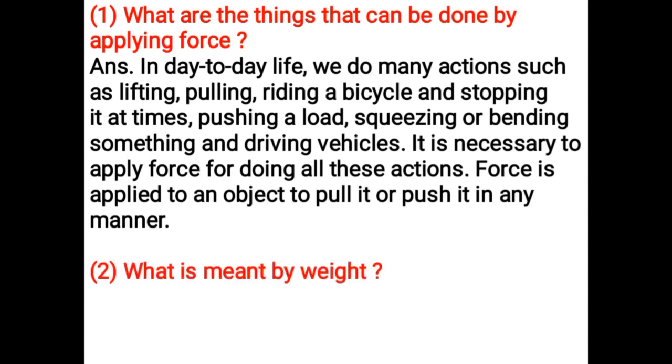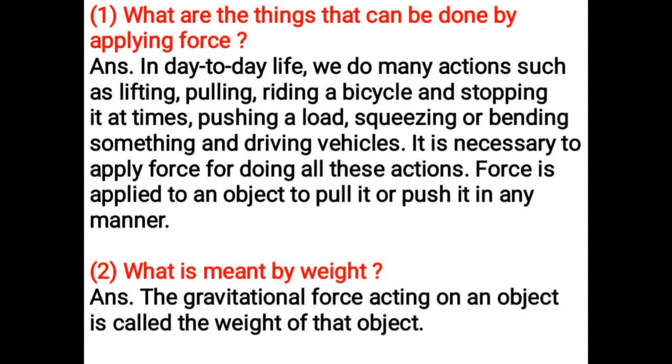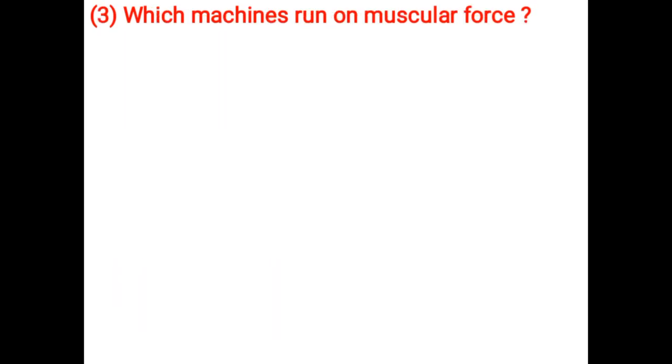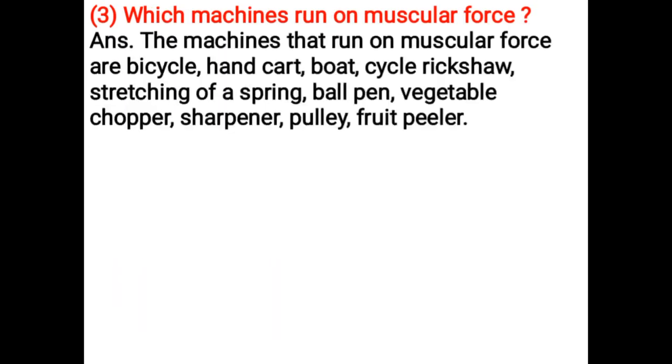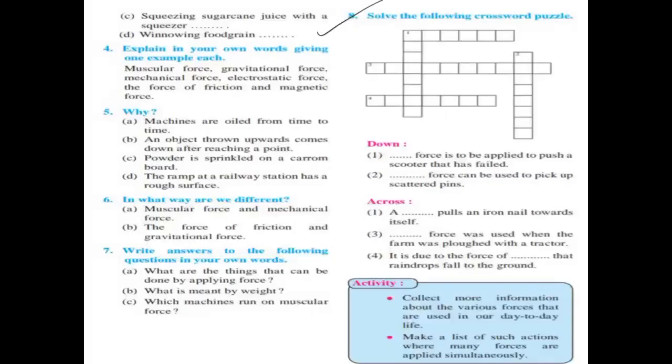What is meant by weight? The gravitational force acting on an object is called the weight of that object. Which machines run on muscular force? The machines that run on muscular force are bicycle and cart, boat, cycle rickshaw, stretching of a spring, ball pen, vegetable chopper, sharpener, pulley, fruit peeler.